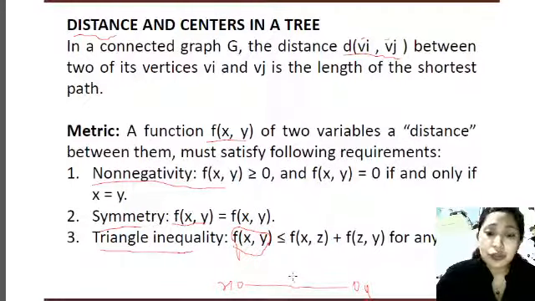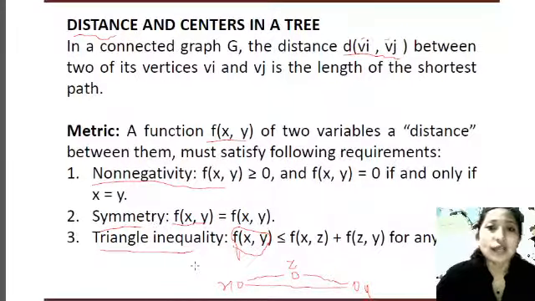Now suppose you change this path, that is, instead of going from x to y, you go via another vertex, z. Then the distance between x and y will never be more than the distance from x to z plus z to y. If z is exactly in between x and y, then it will be exactly equal. Otherwise, the direct distance between x and y will never be greater than the distance while traveling via some other vertex z.